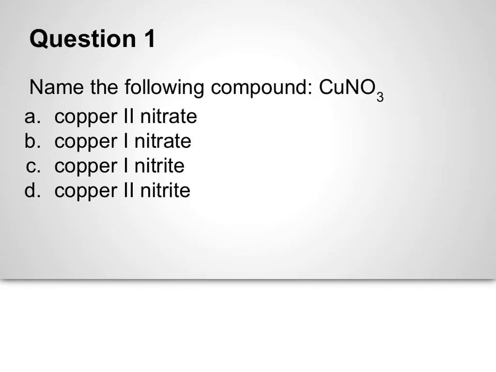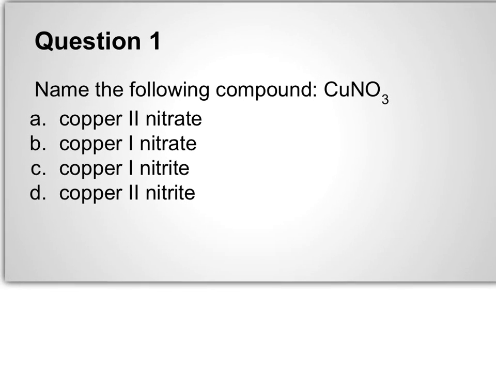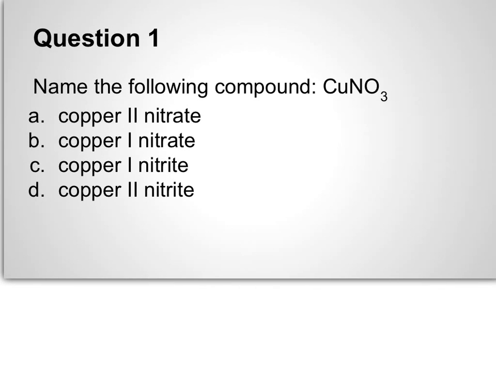Name the following compound, CuNO3. A couple things you need to look at here. First, you have a metal. That means this is going to be an ionic compound.